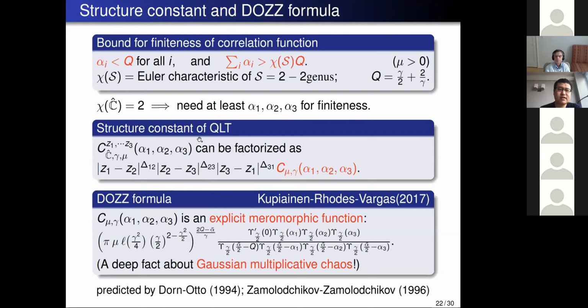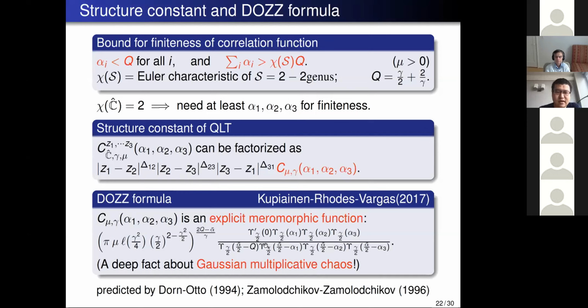Because of the transformation rules of the correlation function, and also because on the sphere any 3 points are related by a Mobius transform, we can see that this correlation function can be factorized as some very simple prefactor depending on the points, and some function only depending on alpha 1, alpha 2, and alpha 3. This function is the so-called structure constant of the quantum Liouville theory. In a very remarkable paper by Kupiainen, Rhodes, and Vargas, they showed that this correlation function has this very explicit formula.